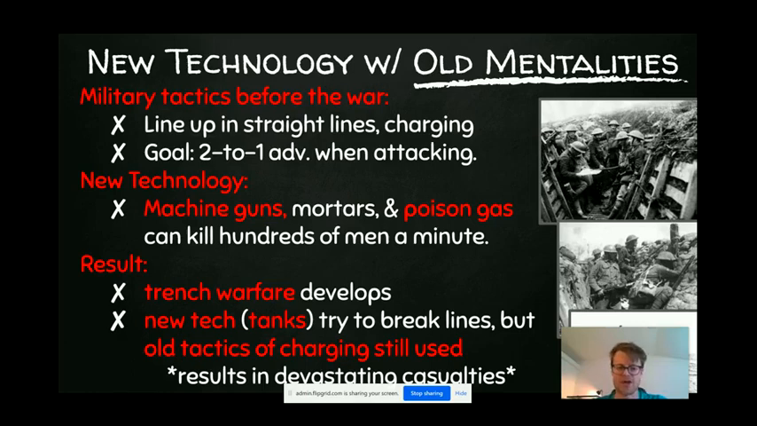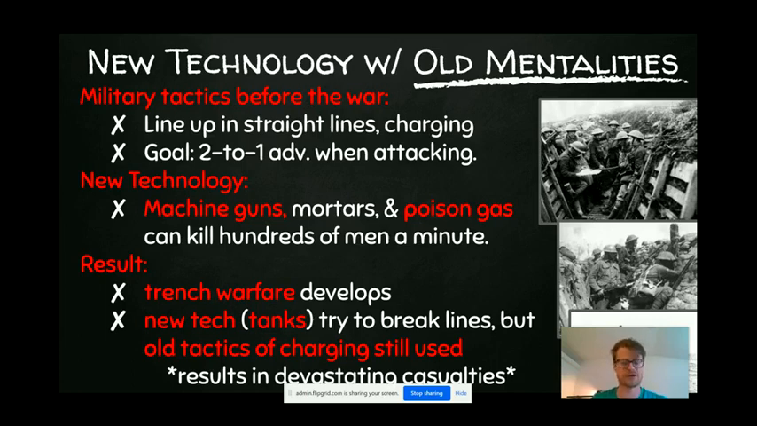That doesn't really match up with the new technology that exists, and specifically it's machine guns, but as well things like mortars, poison gas, all these things that can kill hundreds of people a minute. So really the problem of World War I is new technology with old mentalities. When the war really gets going, you can't have organized gentlemanly warfare where you all stand in front of each other like had existed before. So what do they do? Well, they do the next logical thing, build trenches.